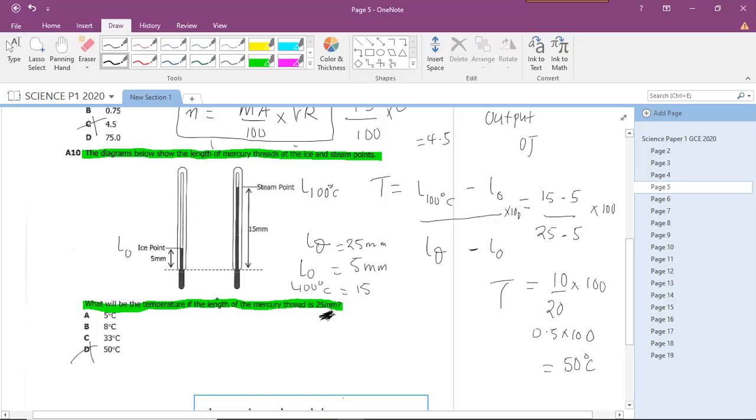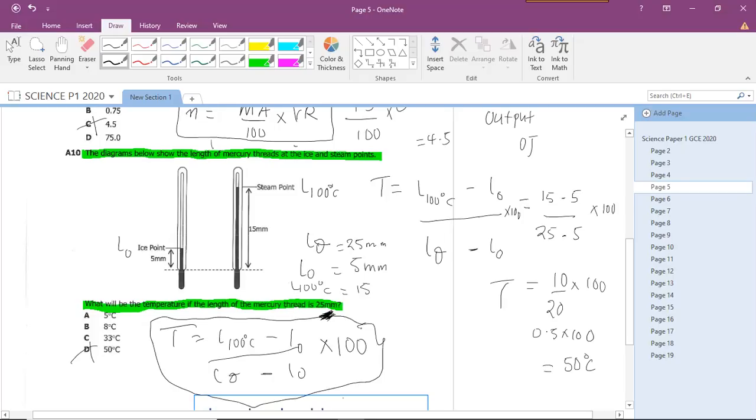What formula have we used? Temperature is the steam point, L100 degrees Celsius, minus the ice point, L0, over the new mercury reading thread, which is L theta, minus the ice point, multiplied by 100. You have to know this formula.